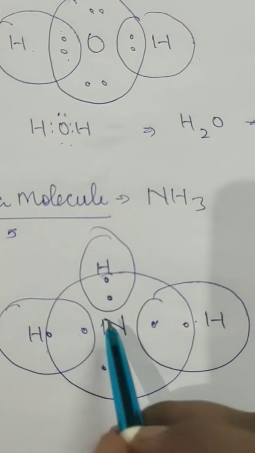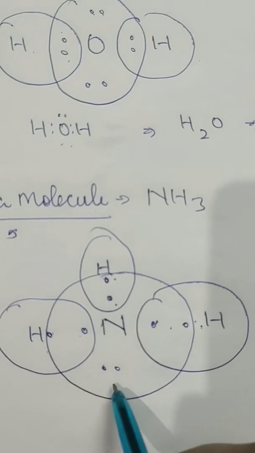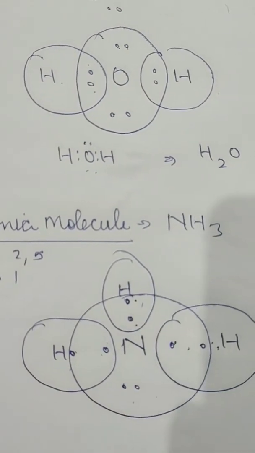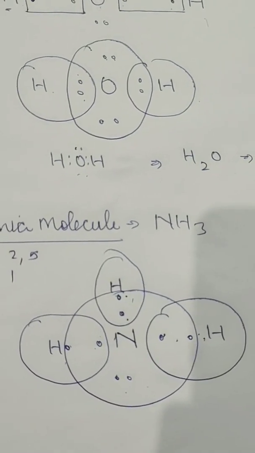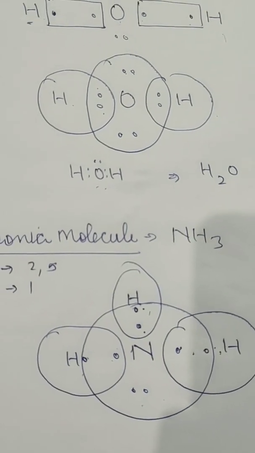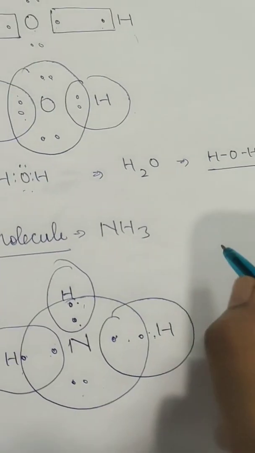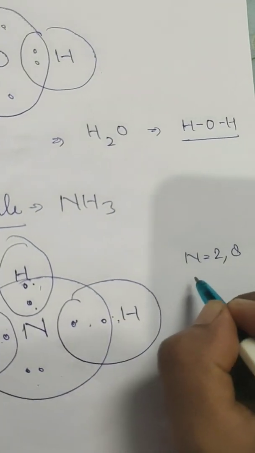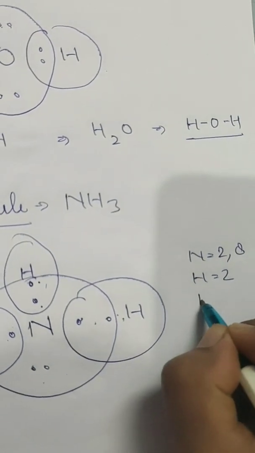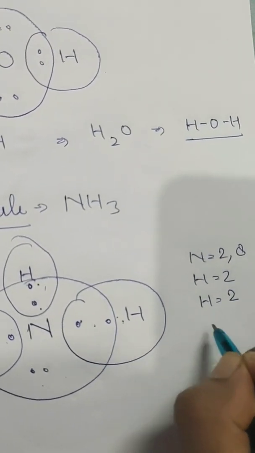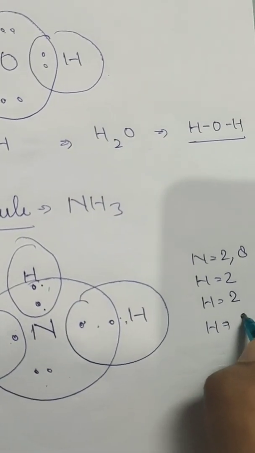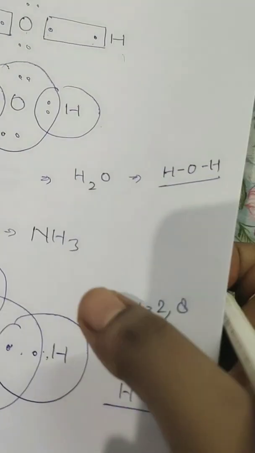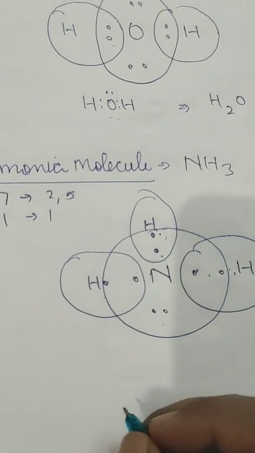If you count, you'll see 1, 2, 3, 4, 5, 6, 7, 8. Nitrogen got 8 electrons, hydrogen got 2 electrons, this also got 2 electrons, and this also got 2 electrons. So everyone is having the electrons which they wanted by sharing. That means nitrogen has a configuration of 2, 8, it's stable. Each hydrogen has a configuration of 2, it's stable. Since they all get their desired electrons, they become stable and form a covalent bond.